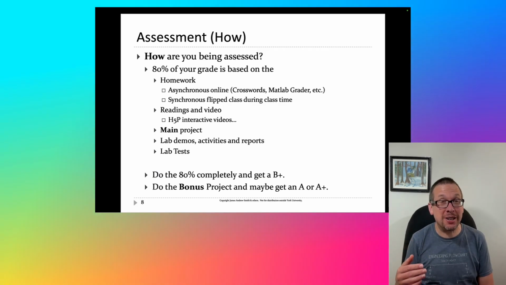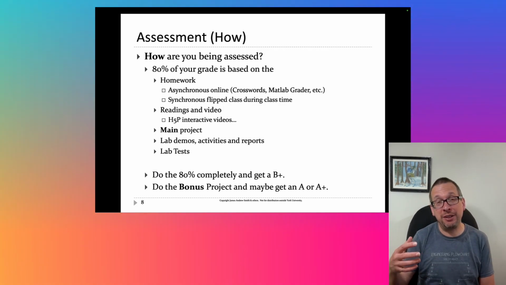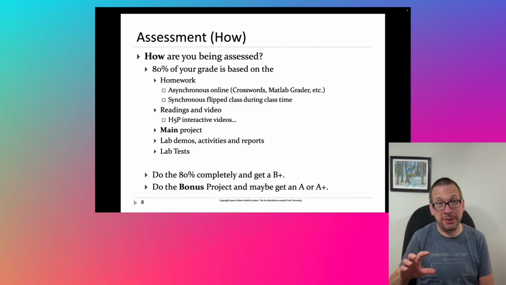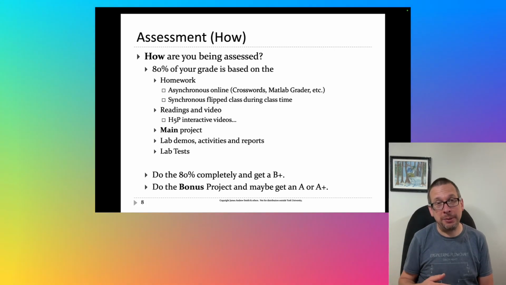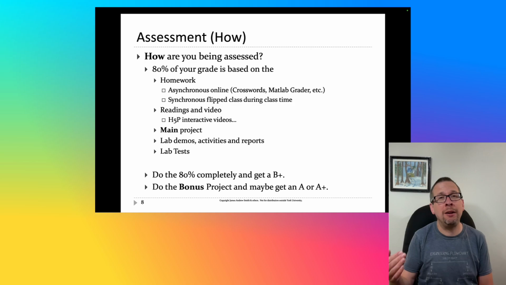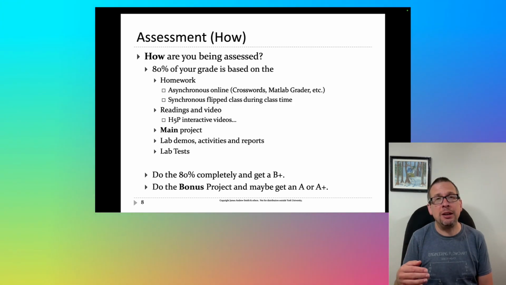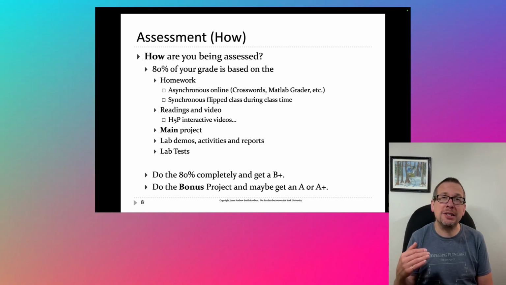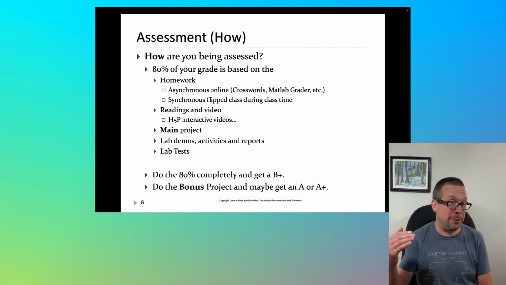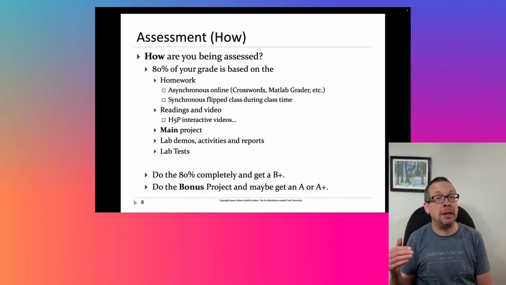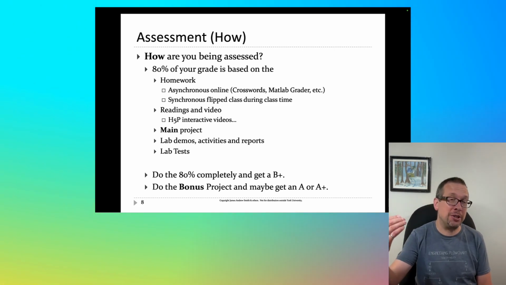For the assessments, I want to reiterate that it's effectively broken down into an 80-20 split, where most of the work falls under the 80% category, and that allows you to get to a B+. And that's the lab tests, the lab demos, and the main project, the regular readings and videos, the asynchronous online homework, and the synchronous flipped class homework. You do that 80% of the work, and you'll be able to get either a B+ or close to a B+. If you do the bonus project, you can get up to that A or A+.